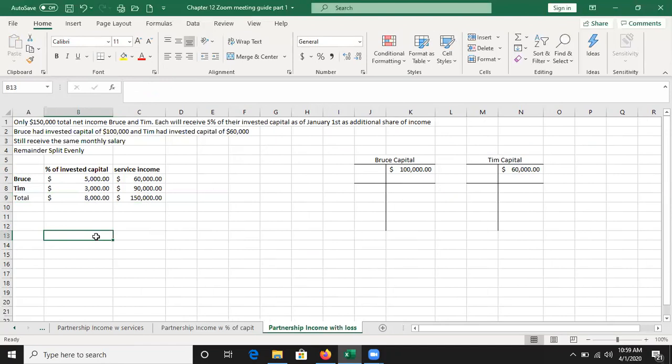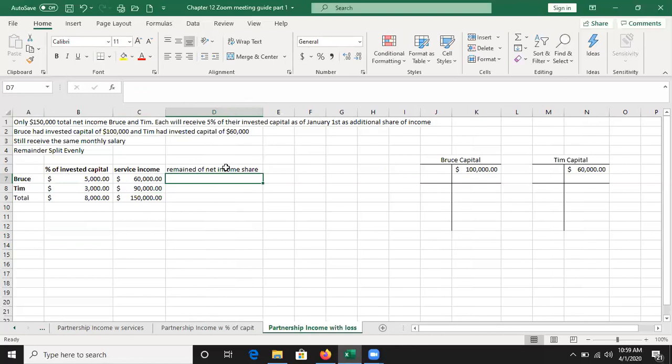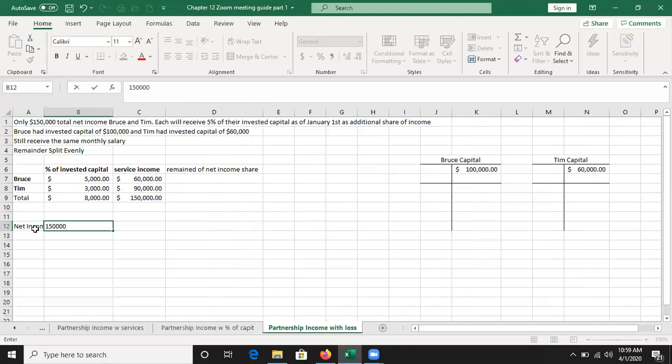So everything starts the same. Okay. Bruce is still receiving his 5% of his initial capital. Tim's only receiving his 5% of his initial capital. They're each receiving their total salaries, their service income. Okay. And now the remainder of net income share. So first, before we could split up the remaining net income, we have to see what is left. Okay. And if we do this, so remember, we changed on this specific tab. Net income is $150,000.